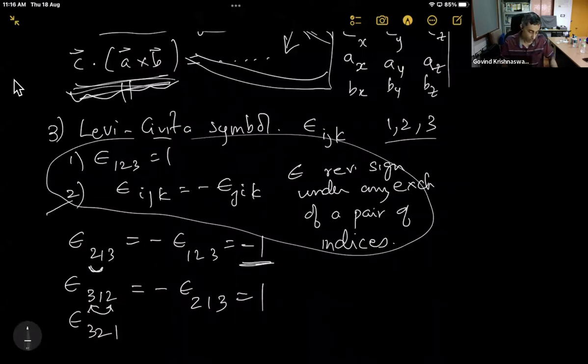I hope you followed the approach. I exchanged the first and third indices at the cost of a minus sign, and then I used the first result. There are other ways of getting this, of course. I can do it in 2 steps in a different way.